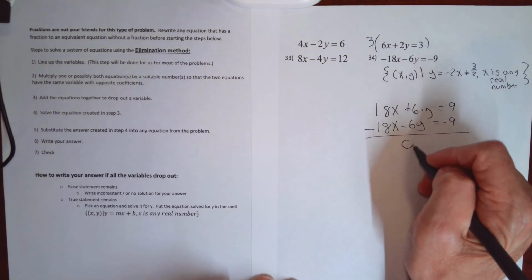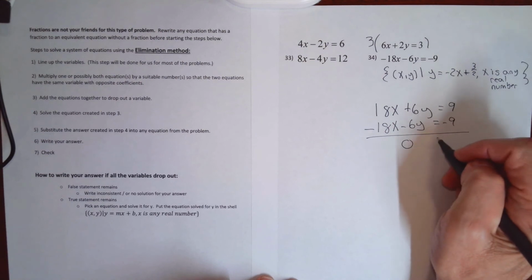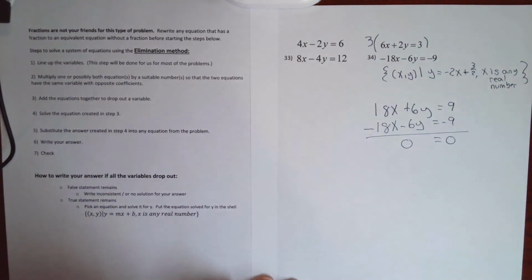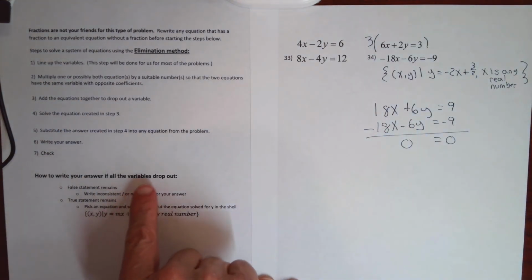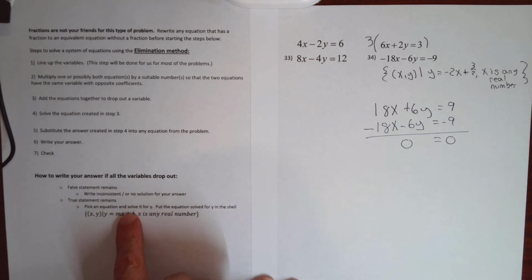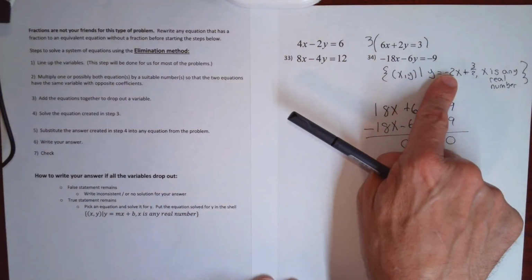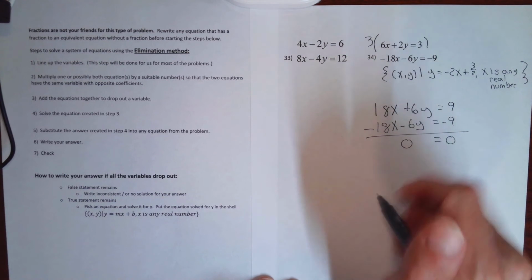On the left-hand side, both the x's and y's cancel. On the right-hand side, both the numbers, the 9's, cancel. If all the variables drop out and you're left with a true statement, you need to pick an equation, solve it for y, and put it in this shell. And there's my shell, but how do I get that shell? I pick an equation now.